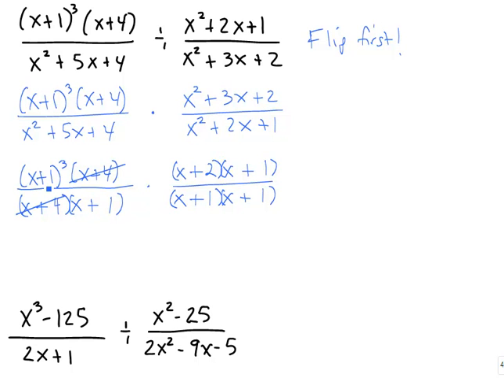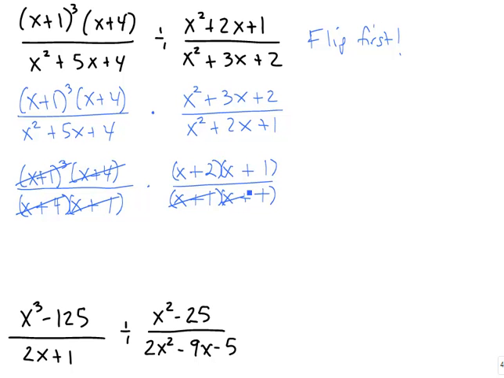Now I have a bunch of x plus 1s on the top and a bunch on the bottom. You can cancel out any of them that you want. However, you just want to keep track. If I count the ones I have on the bottom, I've got 1, 2, 3 x plus 1s. I'm going to cancel those 3 out with all 3 of these.